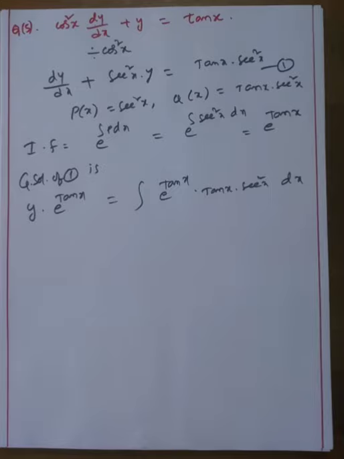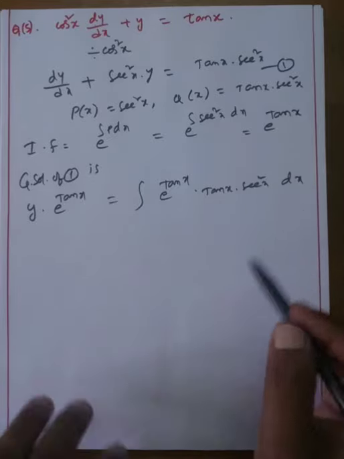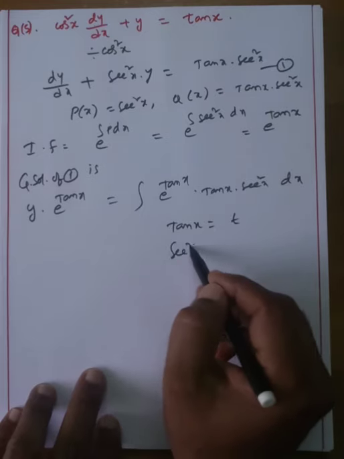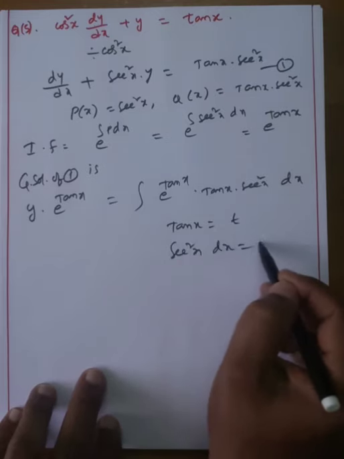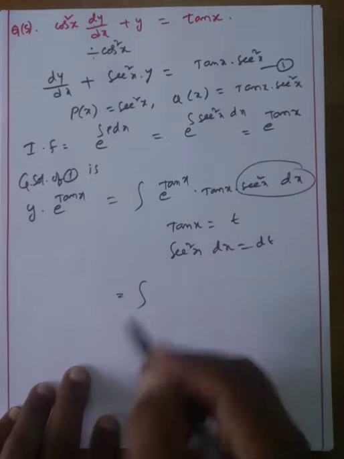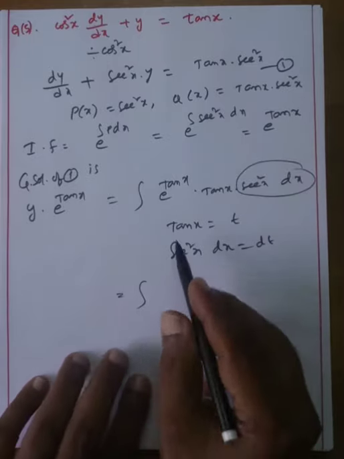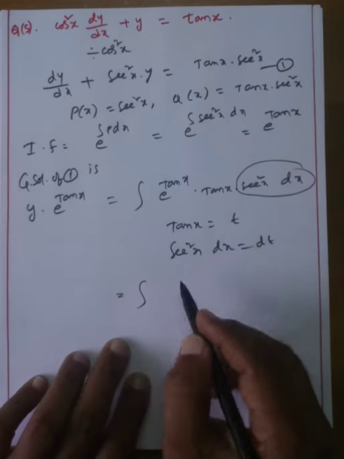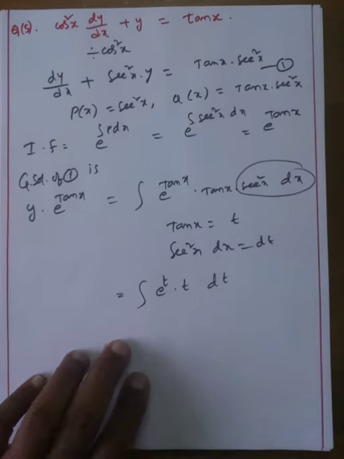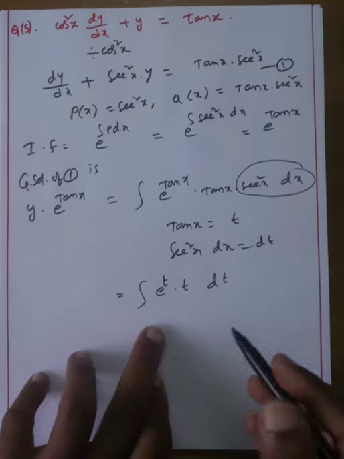Now a substitution is going on. Tan x derivative is secant square x, so tan x is equal to t, and secant square x dx is equal to dt. Okay, my dear students, now this becomes the integral of e power t into t dt, a product of two functions. Already I explained this one.